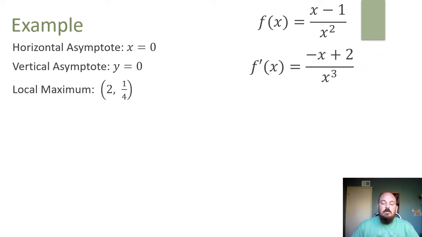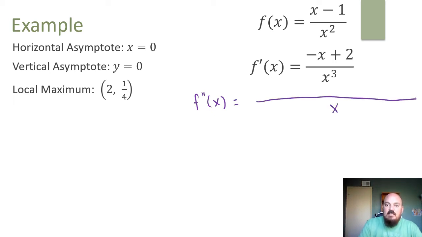All right, so here's what we have so far. We have our original function and our derivative. We have a horizontal asymptote, we have a vertical asymptote, and we just figured out we have a local maximum. Let's now do the second derivative and figure out our concavity. So for the second derivative, I'm going to find f double prime here. And that's going to be quotient rule again. So if I square the bottom, I get x to the 6th power. And then I do derivative of the top, which is -1, times the bottom, x cubed, minus derivative of the bottom by power rule, which is 3x squared, times the top, which is -x plus 2.